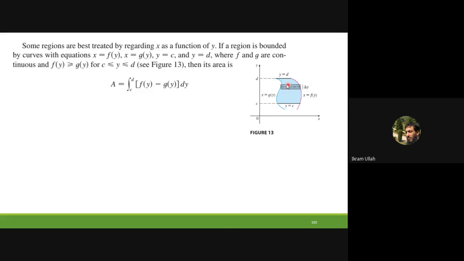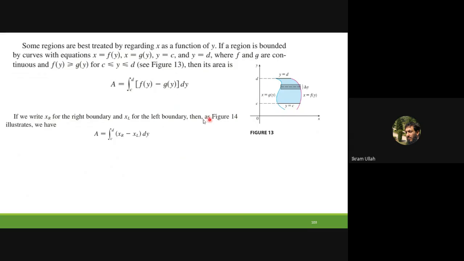So the area of this region is A equals the integral from c to d of f of y minus g of y. If we write, instead of f of y and g of y, this in the other notation, x_R for the right boundary, where R represents the right, and x_L, where L represents the left boundary.